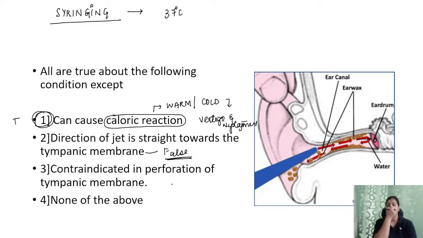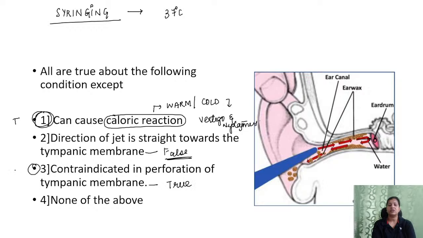Whenever there is a perforation and if you do a syringing, there is a very high likelihood that you may aggravate the disease because you are using water, and water is a field for growth of bacteria. And already if there is a perforation and there is a possibility of middle ear infection, then syringing will obviously aggravate the disease and cause an active discharge coming from the middle ear. So it is contraindicated. So this is also true.